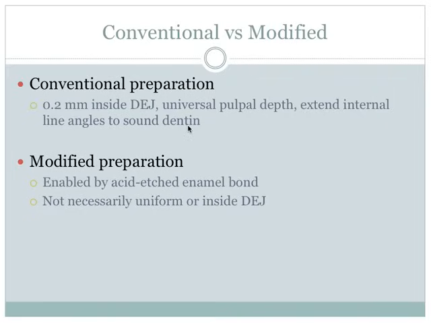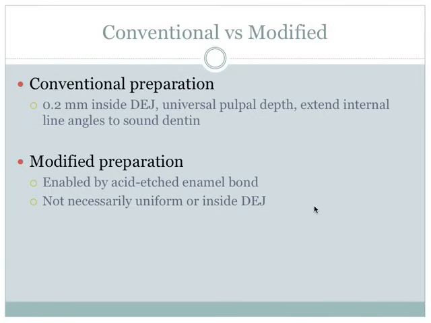And then the last thing I was going to mention here is that adhesive dentistry, where we're talking about using the etch and the primer and the bond, allows for much more creative prep designs. So conventional preparation is going 0.2 millimeters inside the dentino-enamel junction, having a universal pulpal depth, all of these rules. And with a modified preparation, because we have this really powerful enamel bond with acid etching, we don't necessarily have to be uniformly inside the DEJ and all this stuff.